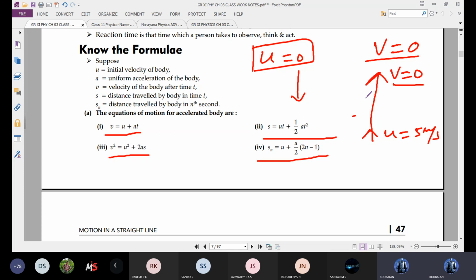Just write the three formulas: v is equal to u plus at, v square equal to u square plus 2as, s is equal to ut plus half at square. If you write these three formulas, definitely you will get 1.5 marks. A 3 mark question means 1.5 marks, a 2 mark question means 1 mark. You don't know the problem, but you know the formula, it is easy to get 1.5 marks.